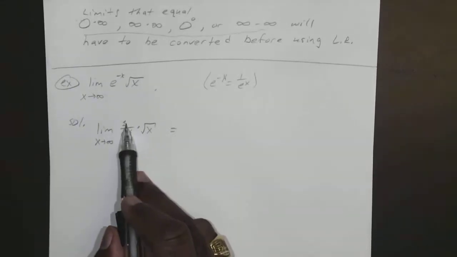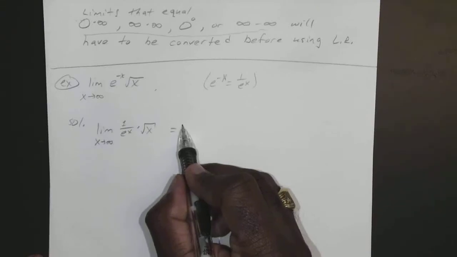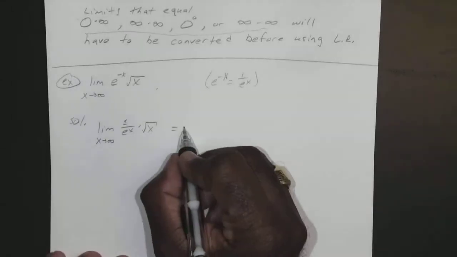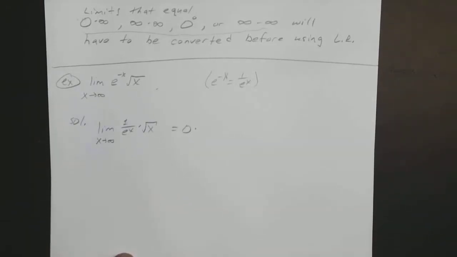Okay, so if you have 1 over e to the x, let's say you just have 1 and e to the x, as you get bigger and bigger and bigger, your denominator gets bigger and bigger and bigger. Which means that a constant divided by a number that's getting bigger and bigger just gets closer and closer and closer to 0. So this just becomes 0 times square root of x. If you have square root of a really big number, that's still just a really big number. So as the number gets bigger, the square root just keeps getting bigger.